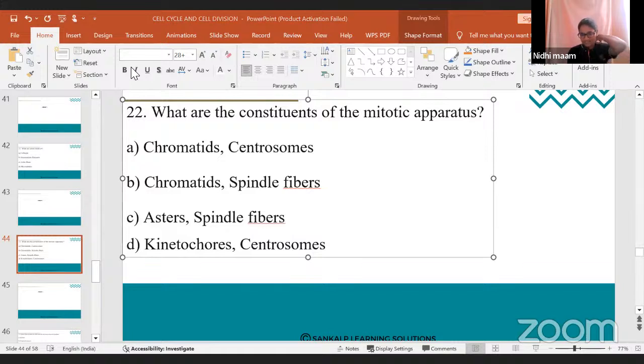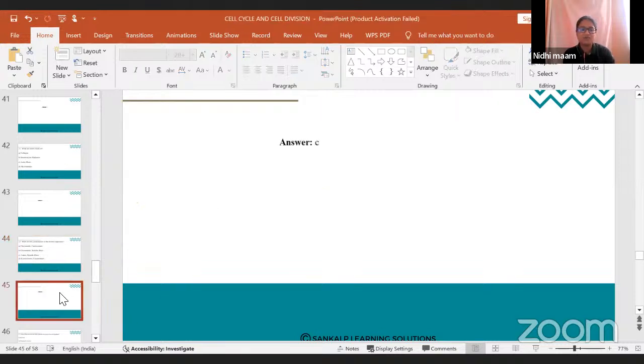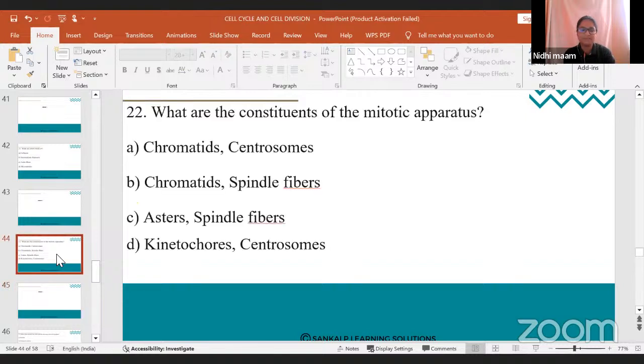Shashank and Ammu answered it. Syed Muhammad, Pavitra Subramanya, Rakshit and Sidhu are active. Most of you voted for option A, a few voted for option B, as they asked about the mitotic apparatus. The right answer for this question is option C, asters and spindle fibers.